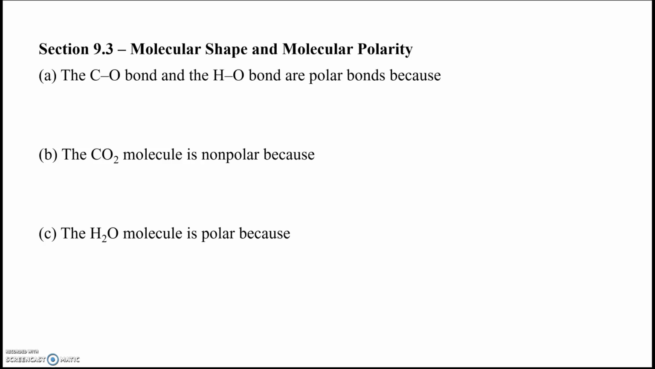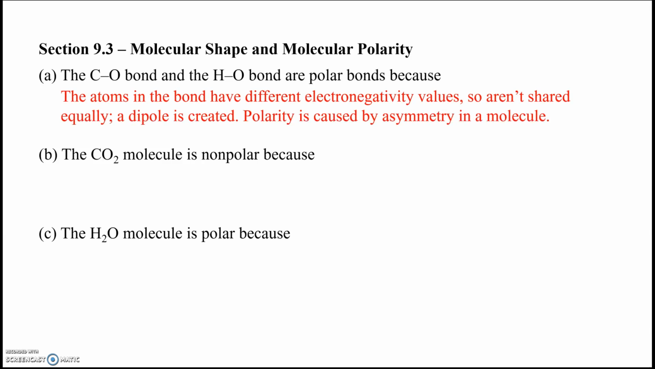All right, now let's take a look at the next section, molecular shape and polarity. And we've got 3 quick questions here. Part A, the carbon-oxygen bond and the hydrogen-oxygen bond are polar because the atoms in the bond have different electronegativity values. So they aren't shared equally, and therefore we get a dipole created. Polarity in a molecule is caused by this asymmetry, this difference in electronegativity.